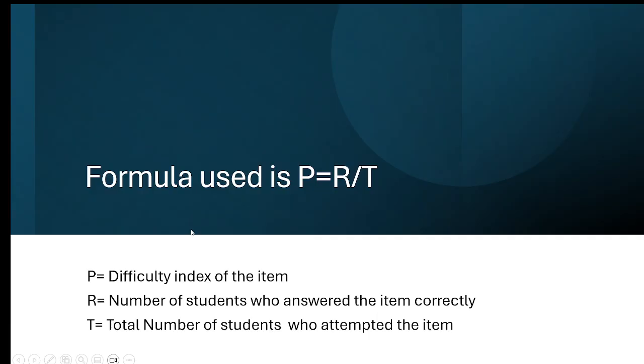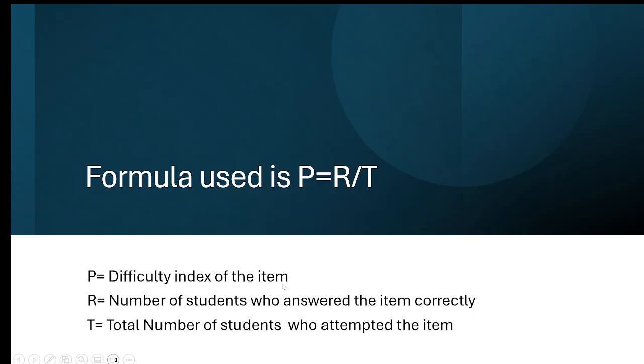The formula is used to find out the difficulty index of the item. Here item refers to the question. The formula used will be P is equal to R by T, where P is the difficulty index of the item and R is the number of students who answered the item correctly and T is the total number of students who attempted the item. So this formula will be used in order to find out the difficulty index of the item.